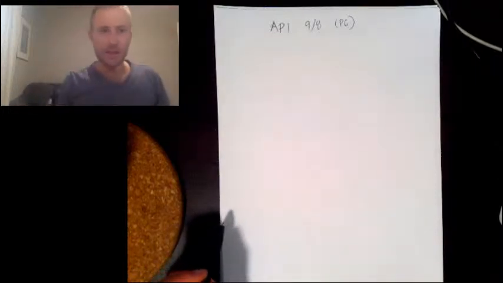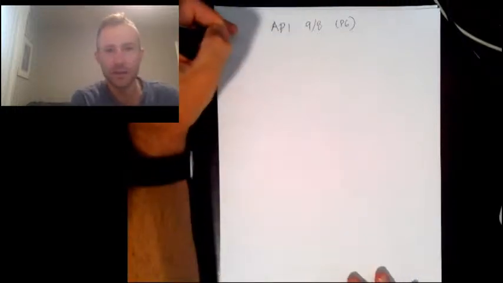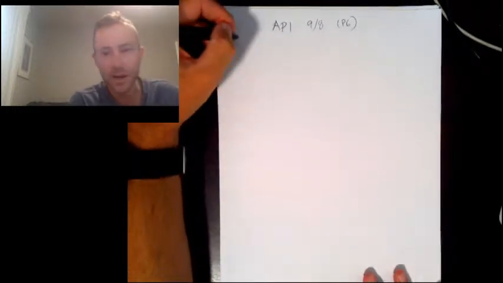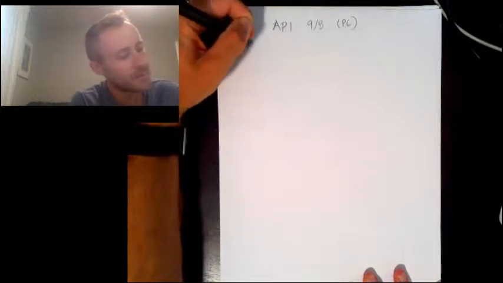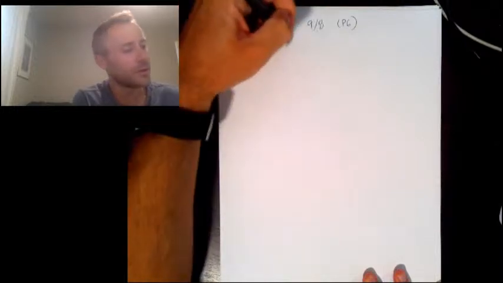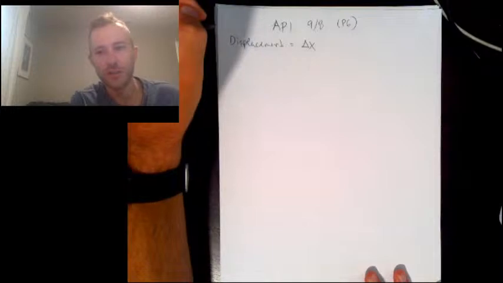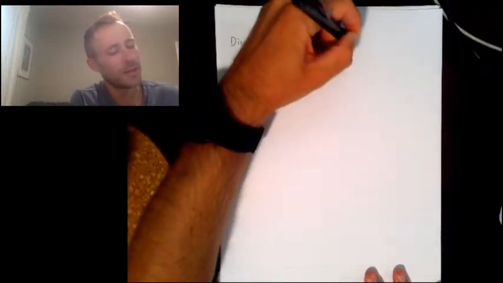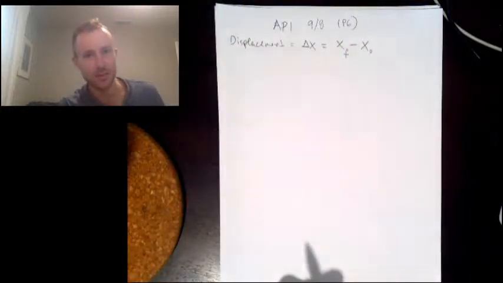All right. So this is AP Physics 1. And let me just talk about what we learned on Friday. On Friday, we learned about displacement, which is denoted by delta x. It's the change in position. And it's equal to final position minus initial position. That is the displacement.